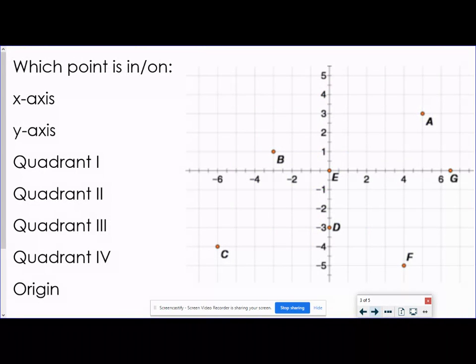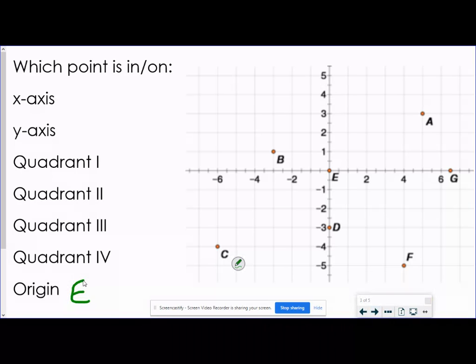So on this graph, I want to be able to identify all of that stuff that we just talked about. I want to find a point that's on the x-axis. And I know that there's actually 2 points that are on the x-axis. Let's jump down to the very last one. The origin is point E. That origin was 0, 0, remember? That's point E.